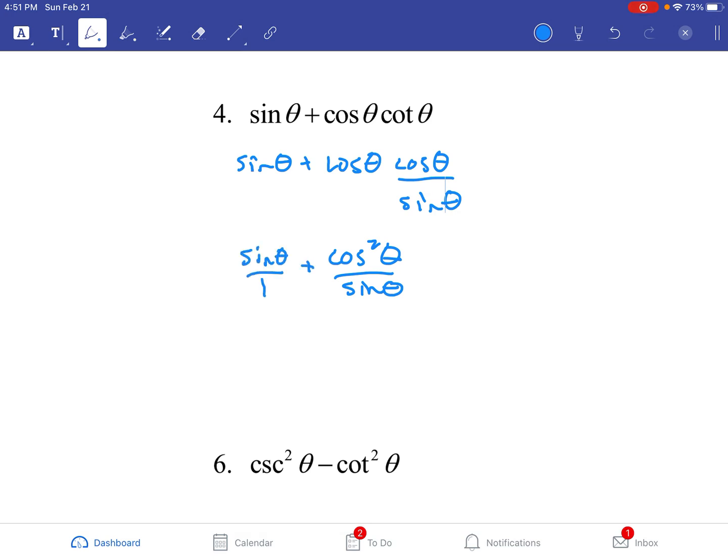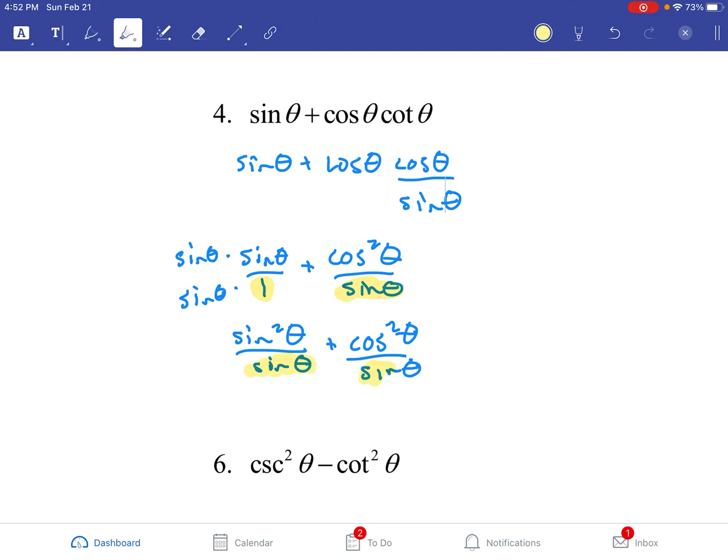I'm going to put this over 1. In this case, our common denominator is not so common. We have a 1 and we have a sine. Well, that's not common, so we have to make the left side of 1 look like the right side of sine. So in order to do this, we're going to multiply the fraction sine over 1 times sine over sine to make sure that our denominator is sine. So we have sine squared on the top over sine plus cosine squared over sine.